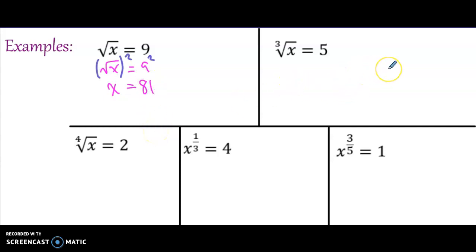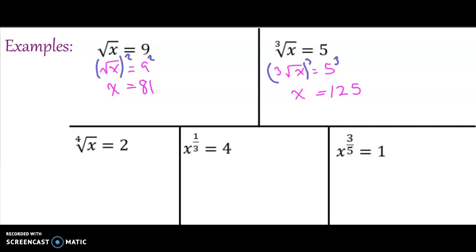Let's look at the next example. We have the cube root of x equals 5. What did we say the inverse of a cube root is? We cube both sides. Then cube root and cube cancel, we're just left with our variable x, and 5 cubed is 125. 5 times 5 times 5. You can use decimals to do our exponents if you need help with that.